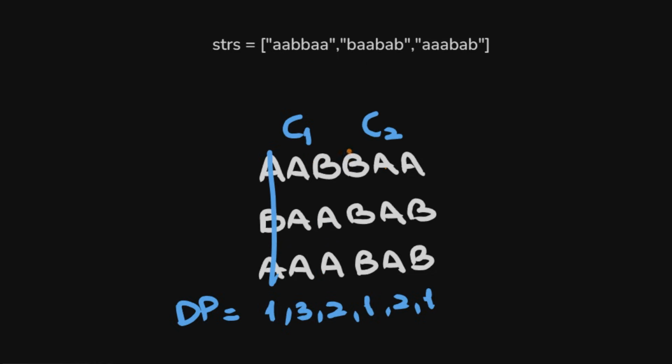Now C2 is here. So A is equal to A is equal to A, and A is equal to A. This is a valid combination. So we keep here the maximum between 3 and 2 plus 1, meaning 3.